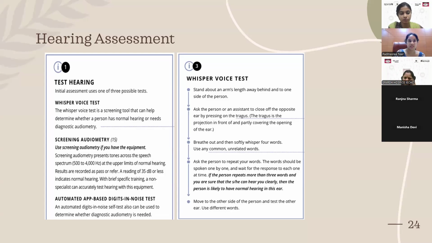And if the person is able to identify or make out the words, then we say that their hearing is normal. Now, again, one thing that needs to be kept in mind is that the words that we use are common words and words that any layman can understand.